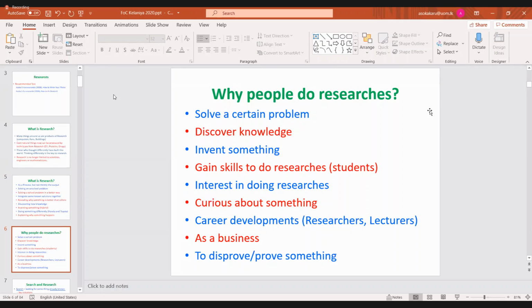Another reason to do research is to gain skill to do research. That is very important. Some people do research because they want training to do research. You are coming under that category because you do your project, you do your research, to learn how to do research.